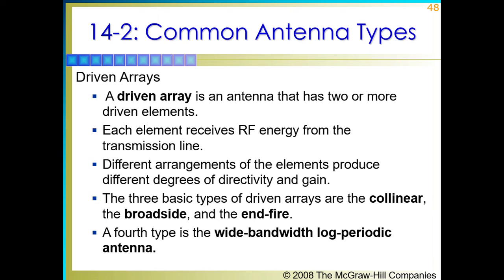Driven arrays often, but not always, consist of elements which are identical. Frequently, these are just half-wave dipole or quarter-wave monopole vertical elements. The resulting array inherits the characteristics of that basic element, but the resulting array behavior is determined more by the geometrical arrangement of the elements and the phases, and sometimes amplitudes, which each is assigned. The three basic types of driven arrays are the collinear, the broadside, and the endfire. A fourth type is the wide bandwidth log periodic antenna.